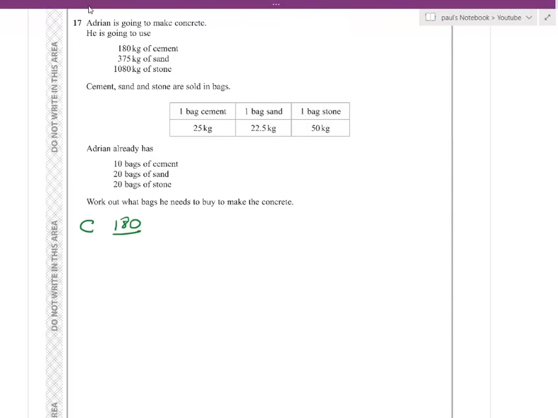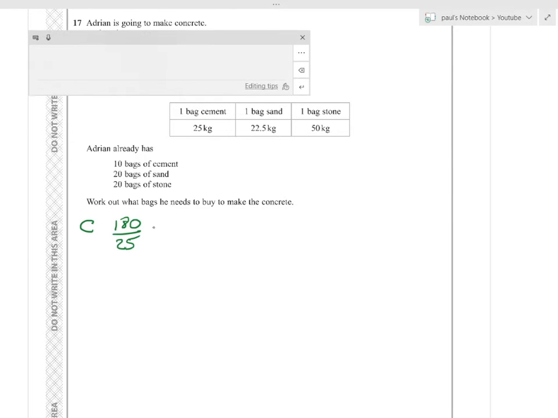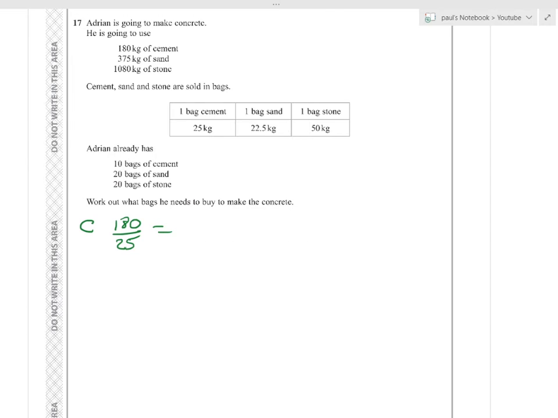So, he's got 180 of cement. The bags are 25. So how many bags does he need? So 180 divided by 25. He needs 7.2 bags. Oh, he's already got some, so he doesn't need any bags of cement.